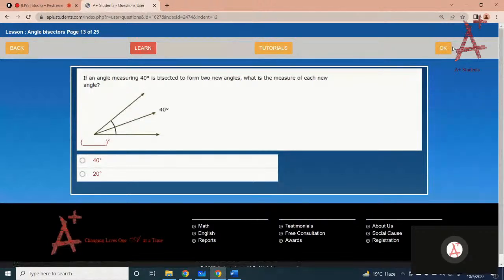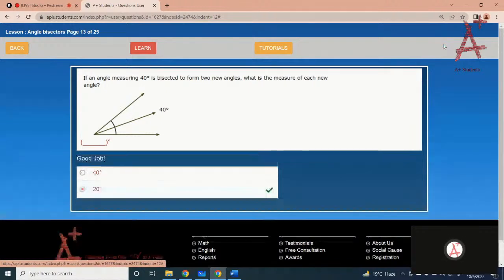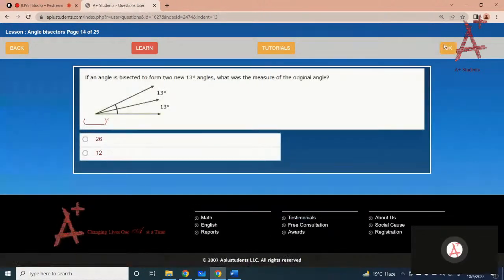Okay, if an angle measuring 40 degrees is bisected to form two new angles, what is the measurement of each new angle? It would be 20. Before bisection it is 40. So after bisection it would be divided into equal portions. So 40 divided by 2 is 20. Got it?